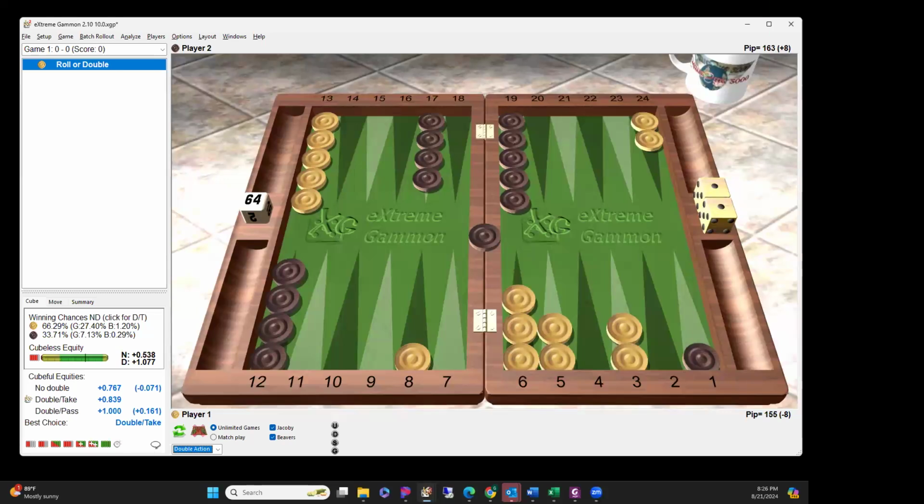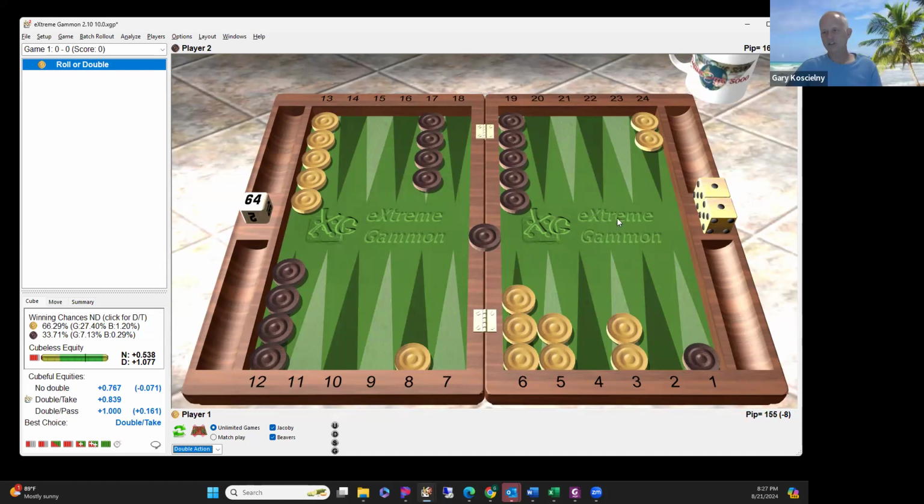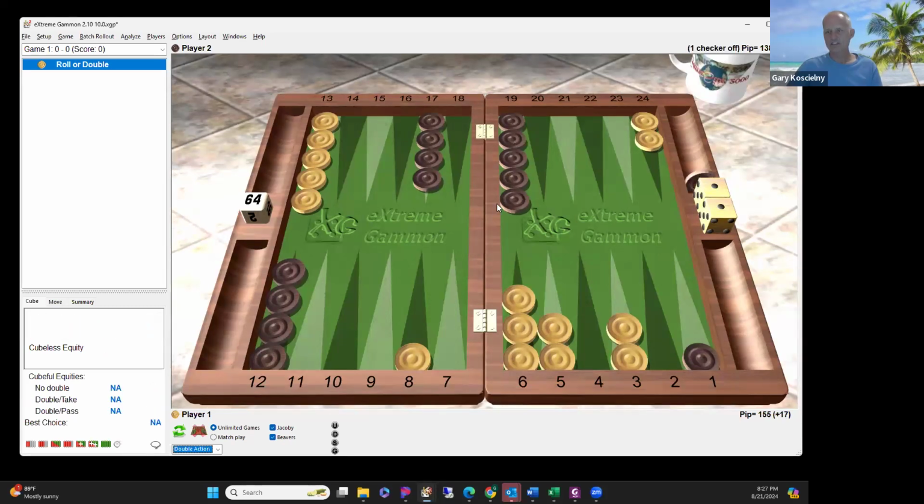Gary, yeah, if black had an anchor in there, or makes an anchor, then is it a double? Well, let's look at that and see how it changes the evaluation. Let's give black this point, and let's go back through it. Let's look at the Olsen system.